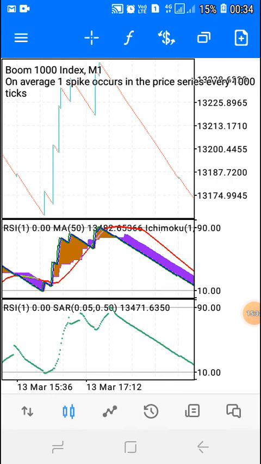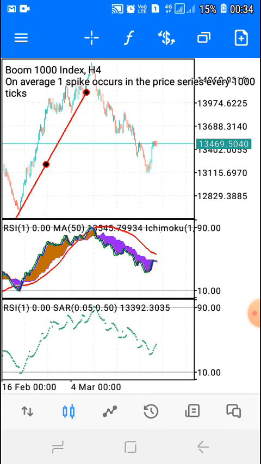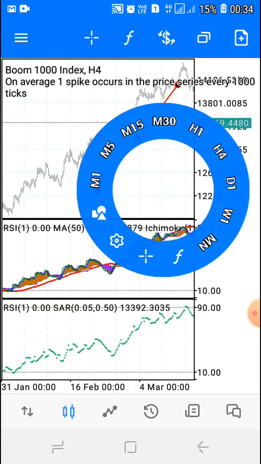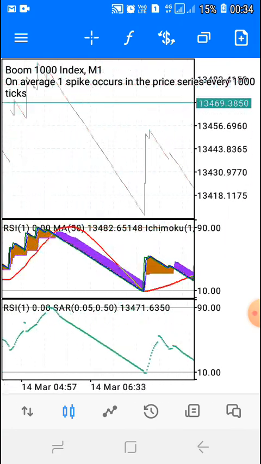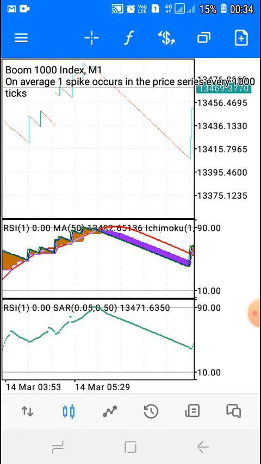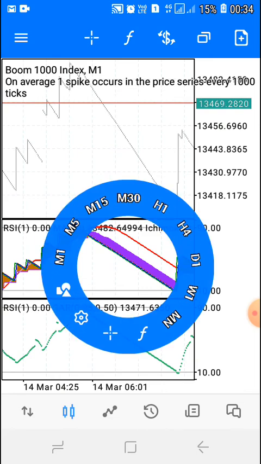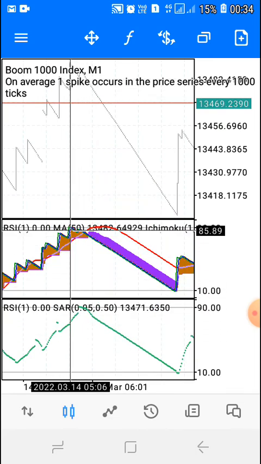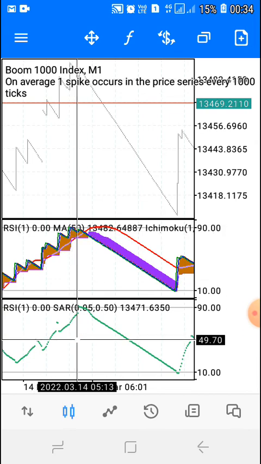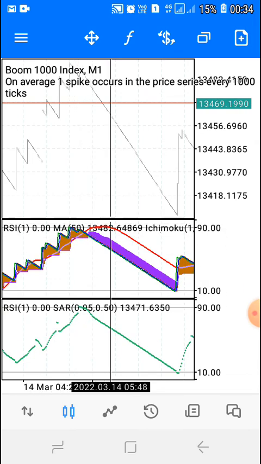So what you want to do is, when you're in Boom 1000, you first want to check the trend of the market. Once you're done checking the trend of the market, you're going to come to the indicators. So the first indicator you're going to check is your parabolic SAR, moving average, or Ichimoku. It doesn't matter, but you need to make sure that all the indicators are at the 90 level. So for example, let's say the Ichimoku is at the 90 level. Now you wait for the parabolic SAR, then the moving average.